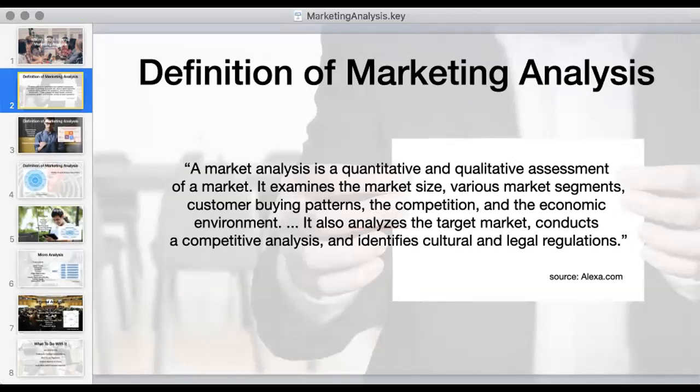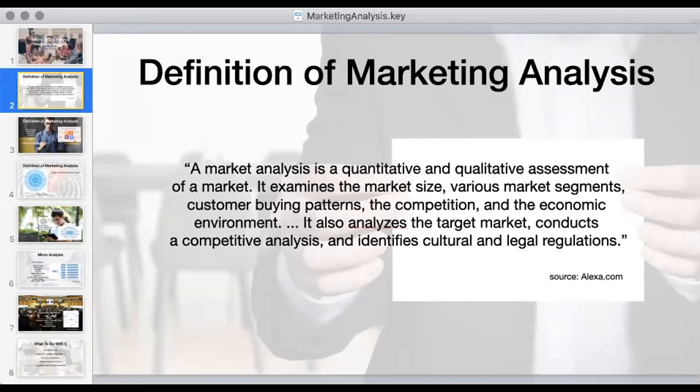As I was doing my research for this presentation, I thought the definition created by Alexa.com was quite a nice one. They have said that a market analysis is a quantitative and a qualitative assessment of a market. In other words, it's the numbers, the quantifiable size, and the objective scoring or rating of a market, as well as some of the softer stuff in terms of market attractiveness, receptiveness, and longevity of the opportunity. So there's a soft thing going on here, and also a hard thing: the factual stuff, as well as the more subjective stuff.